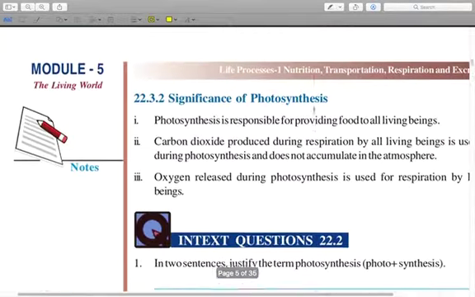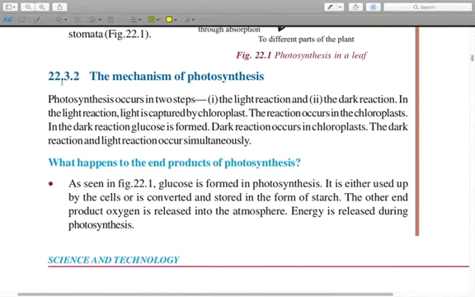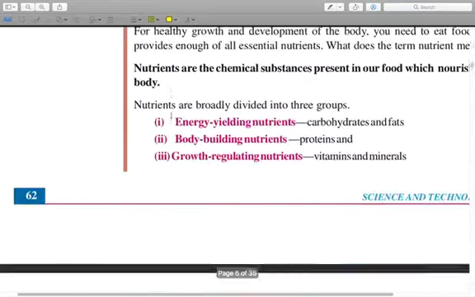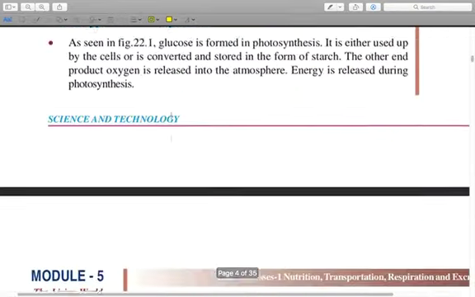So the mechanism of photosynthesis. I think we'll stop here, no, I'll end it. Yeah, I'll end it inshallah. No problem. We have some time.